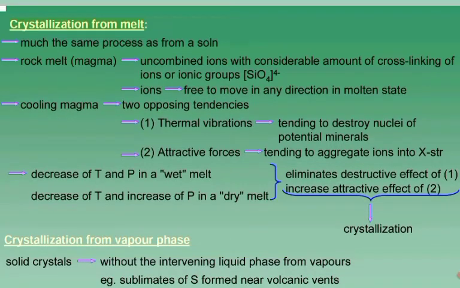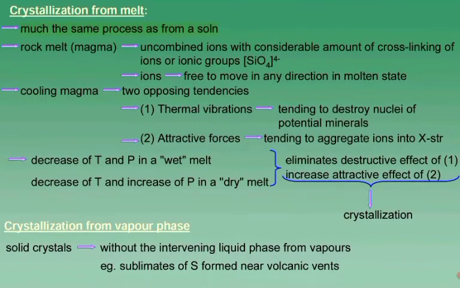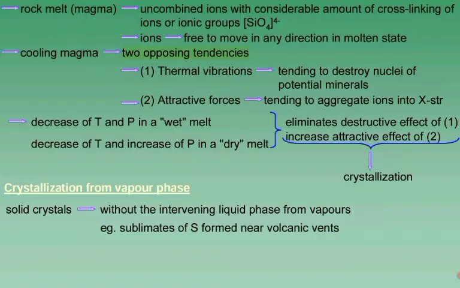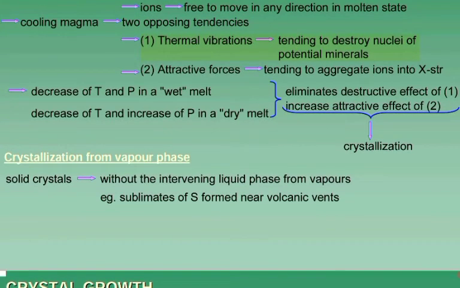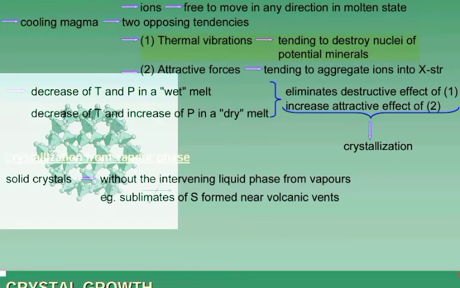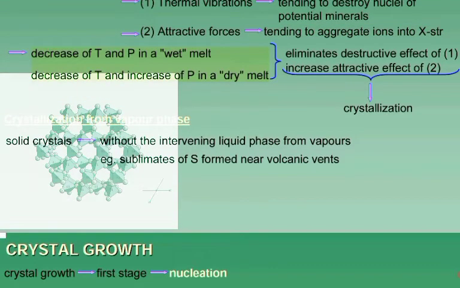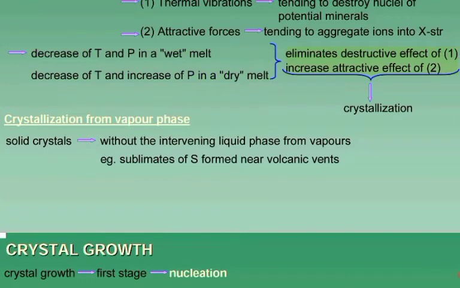Crystallization from melt: much the same process as from a solution. Rock melt, magma: uncombined ions with a considerable amount of cross-linking of ions or ionic groups, e.g., SiO4. Ions are free to move in any direction in the molten state. Cooling magma has two opposing tendencies: 1. Thermal vibrations tending to destroy nuclei of potential minerals. 2. Attractive forces tending to aggregate ions into crystal structure. Decrease of T and P in a wet melt, or decrease of T and increase of P in a dry melt, eliminates the destructive effect of 1 and increases the attractive effect of 2.